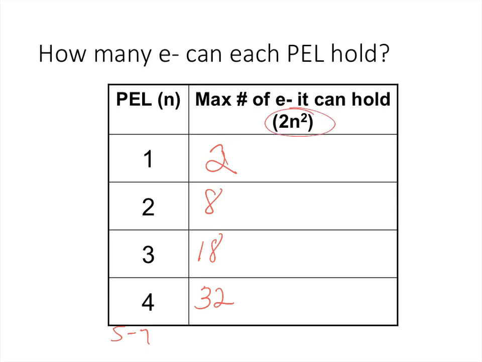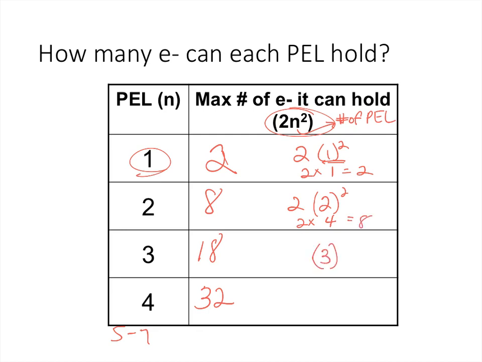There is a mathematical equation, I guess it's an equation, that you can use to count the total number, and it's 2n squared, where n is the number of the PEL that you're in. So for example, if n is equal to 1, 1 squared is 1 times 2 is 2. If n is equal to 2, 2 squared is 4 times 2 is 8. If n is equal to 3, 3 squared is 9, times 2 is 18, and then 4 squared would be 16 times 2 equals 32. So knowing that relationship, you could predict the total number of electrons in the fifth PEL.